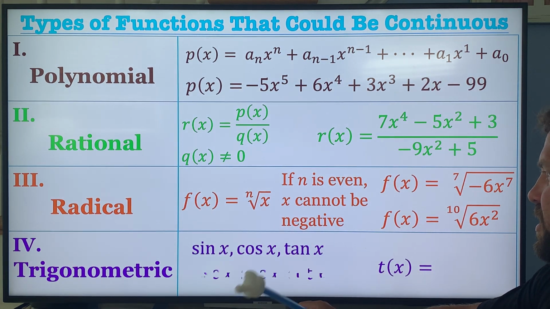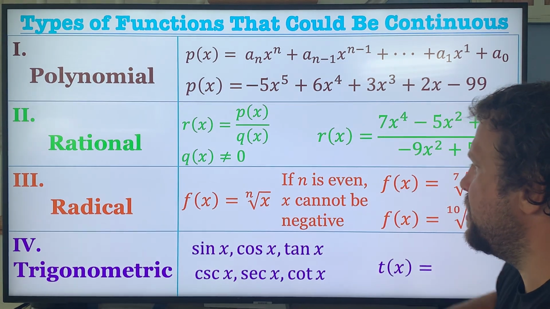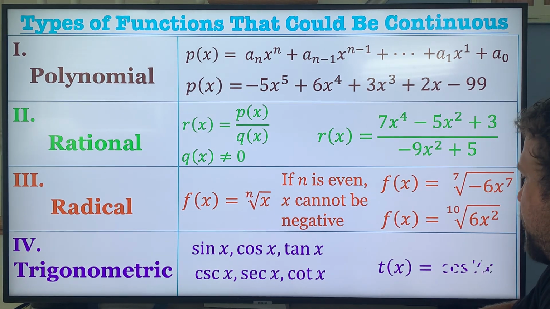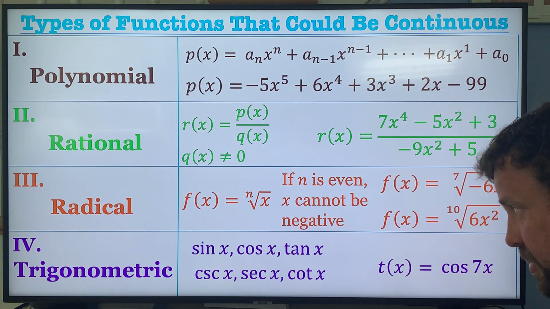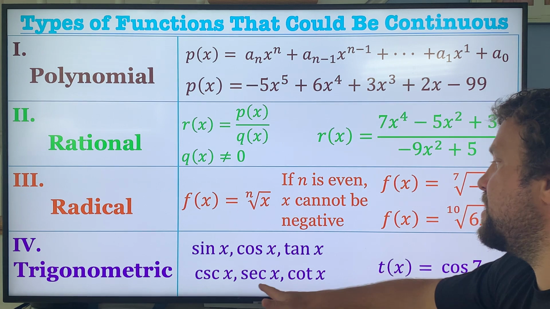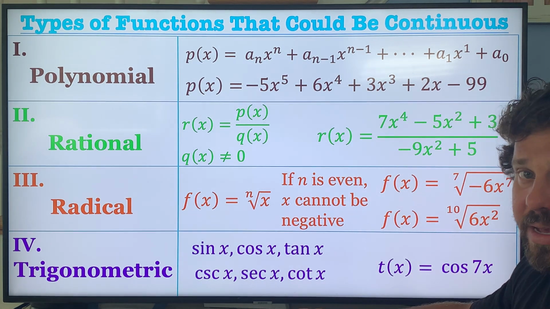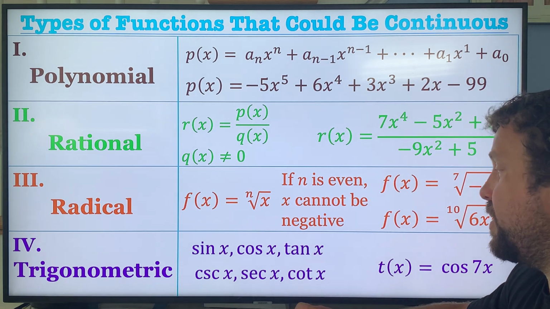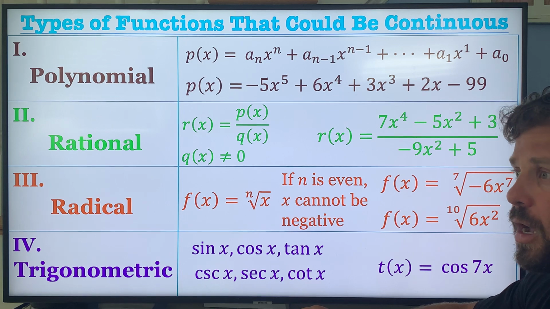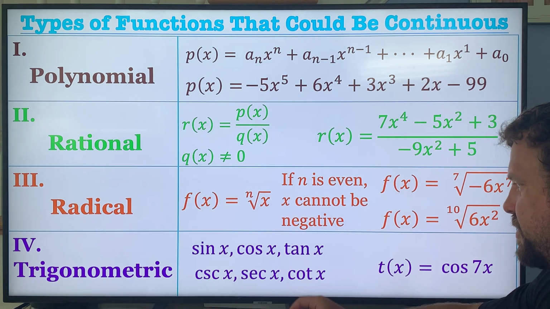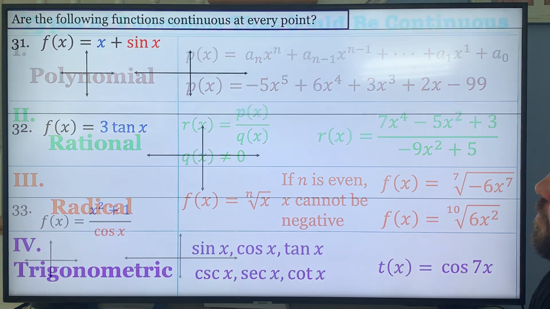Trigonometric: sine, cosine, tangent, cosecant, secant, cotangent. Sine and cosine are continuous everywhere, okay? So no matter what you do to a sine or cosine, it's always going to be continuous. Tangent, cosecant, secant, cotangent all have asymptotes. So they're continuous in a lot of places, just not where the asymptotes are, right? And the asymptotes can shift or move depending on periods and horizontal shifts. But sine, cosine, always continuous.